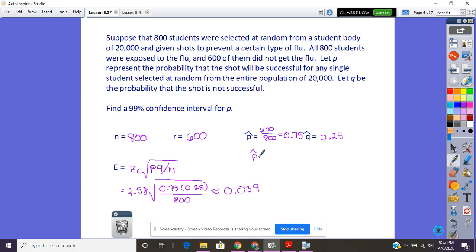All right, now to actually figure out the interval, or the confidence interval, we would do P hat minus E, and then P hat plus E. We found our P hat to be 0.75, so we'll do 0.75 minus 0.039. And over here, we'll do 0.75 plus 0.039.